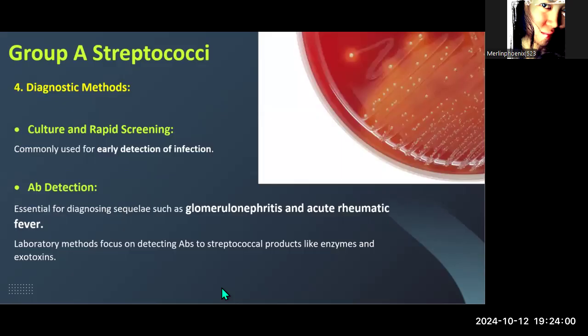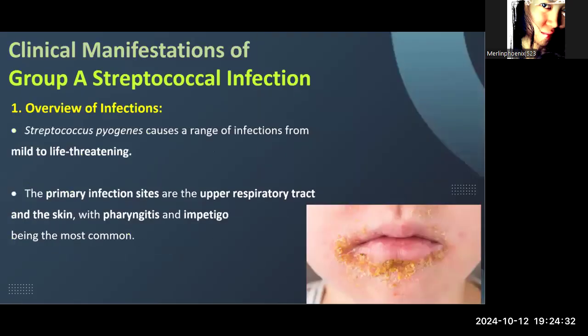For the diagnostic methods of GAS, or group A streptococci, we have culture and rapid screening. Commonly, they are utilized for the early detection of infection. While for antibody detection, it's key for diagnosing complications like glomerulonephritis and acute rheumatic fever. And laboratory methods focus on detecting antibodies to streptococcal products like enzymes and exotoxins.